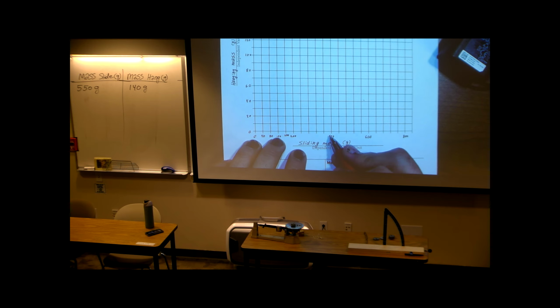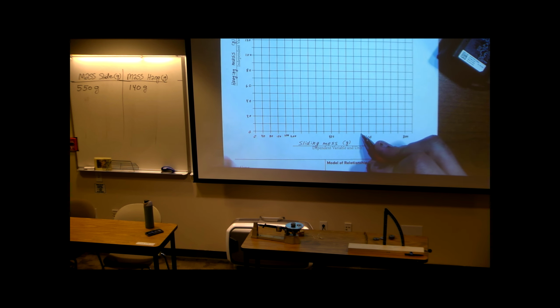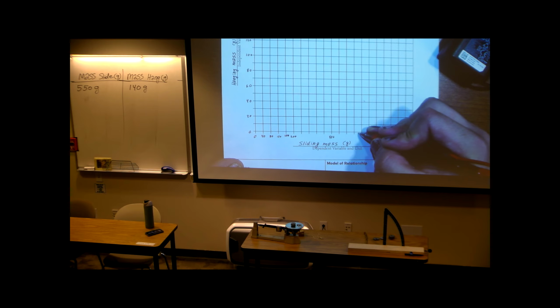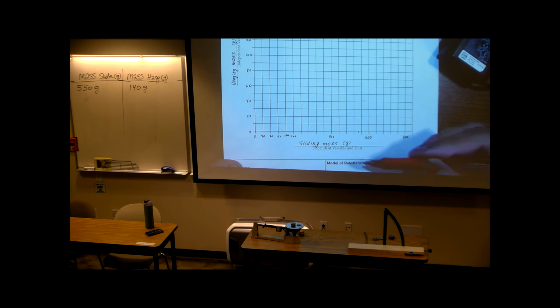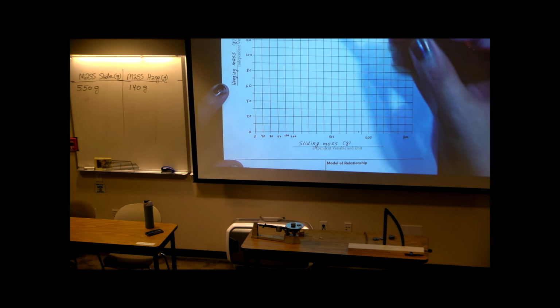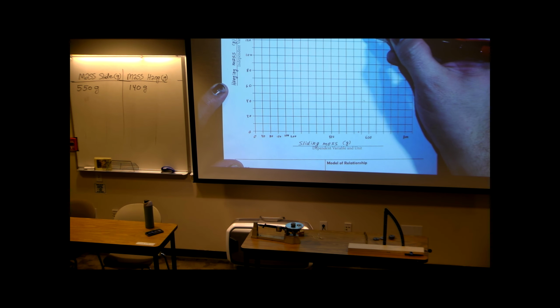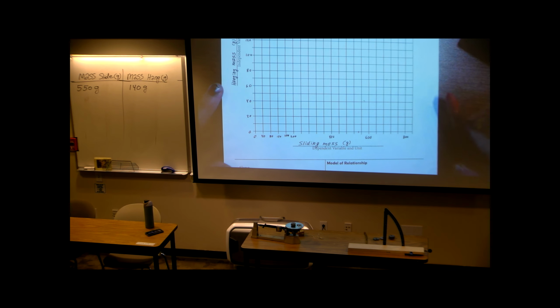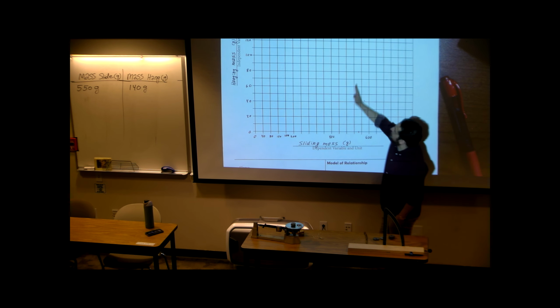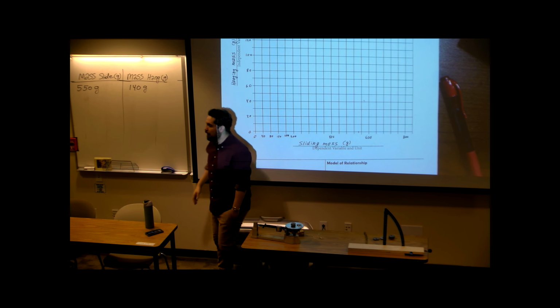So we go 400, 440, 480, 520. What did I say it was, 550? So that would be what, 560, so we'll say 550 is somewhere around here. And then we go up to 140, right about there. So we put a data point right there to represent the data point we just took. And it should be at 550 and 140 grams.